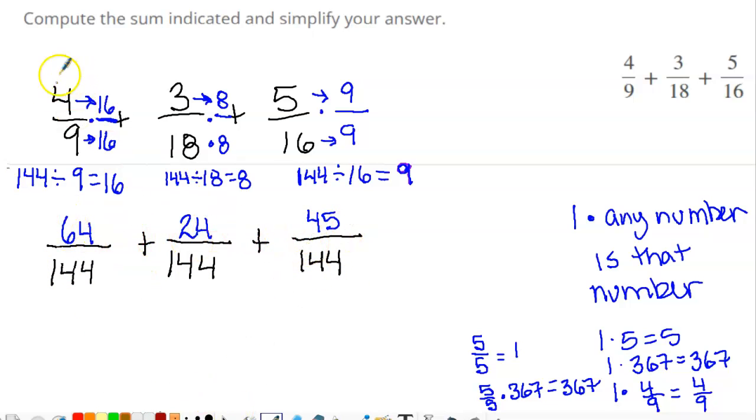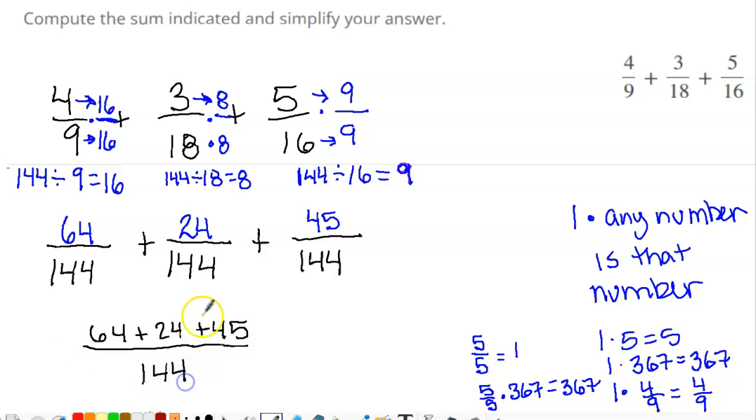Okay, so we have renamed our fractions so that the bottoms are all 144. We've got those tops, what they became in the process of renaming. So now I'm going to do my 64 plus 24 plus 45 all over 144. With multiplying and dividing, you reduce first and then you multiply across. With adding and subtracting, if you reduce before you add and subtract, you're really going to be going up here undoing the work you just did.